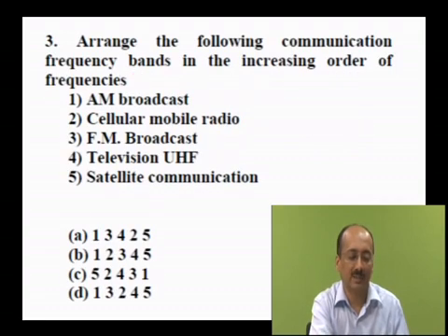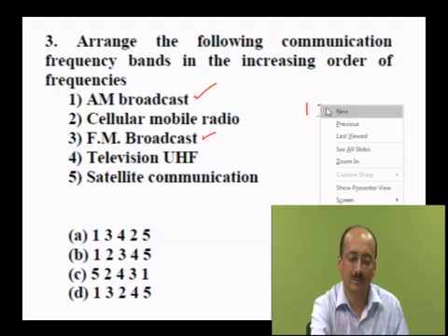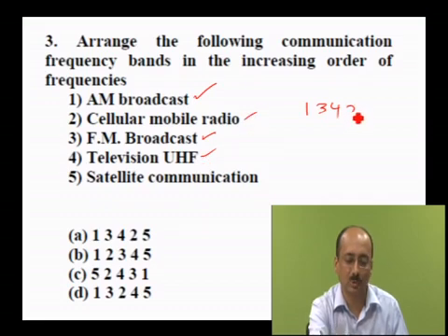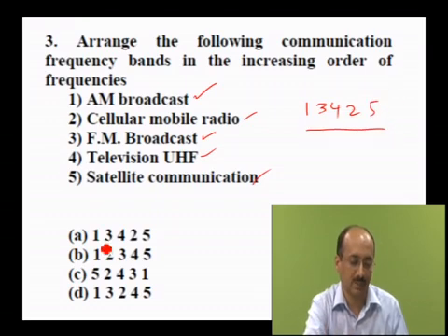Then arrange the following communication frequency bands in the increasing order of frequencies. Now start from the lowest frequency communication, you can go for the first one, and so you can say 1, and immediately after that this is the second one. So the second one is FM broadcast, that is 3. After 3 you go for television, this is 4, 1, 3, 4, and cellular will come 2, satellite highest frequency 5, 1, 3, 4, 2, 5, that happens to be A.